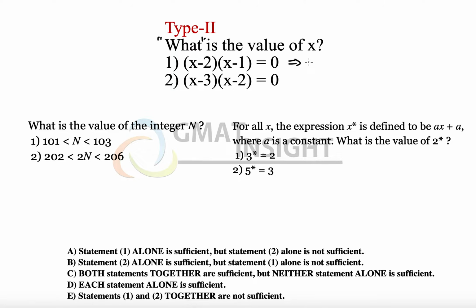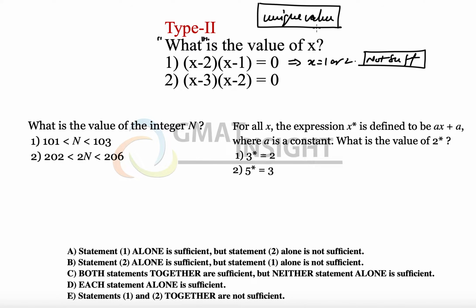Now the first statement gives us that x can either be 1 or it can be 2. So we say it's not sufficient, because for questions which ask what is the value of x, understand one thing: we need to have the unique value of that unknown variable in order to say that the information is sufficient to answer the question. When we use the first statement, we have two possible values. Since we have two possible values, we are confused what exactly is the value of x, and therefore we say that the first statement alone is not sufficient. Having said that, options A and D can be eliminated.